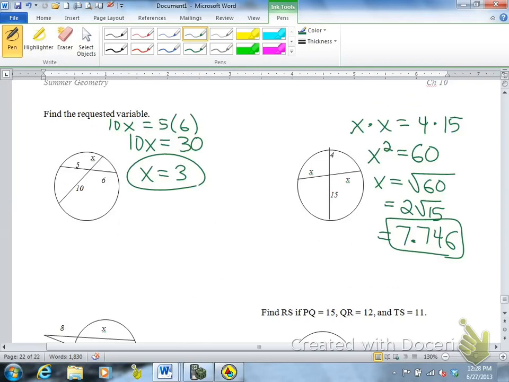Here are the first 2 answers, x equals 3, x equals 7.746. Don't leave it as the square root of 60. Either use your calculator and get the approximate decimal, or simplify it to be 2 root 15. The 2 comes from 60 is 4 times 15. The square root of 4 is 2. So it would be 2 root 15.